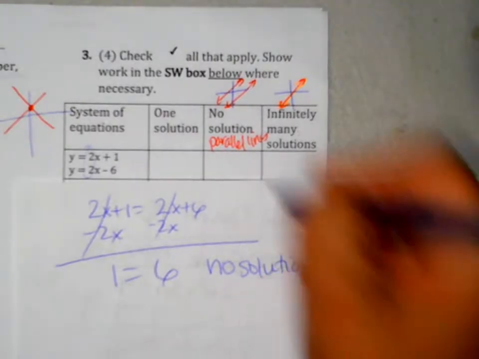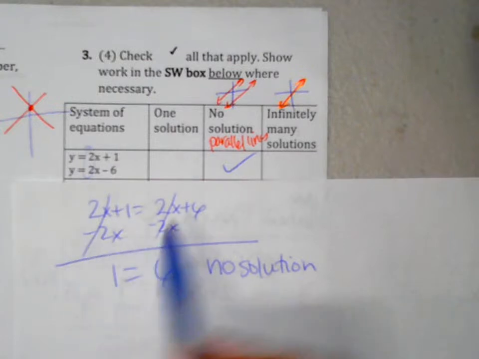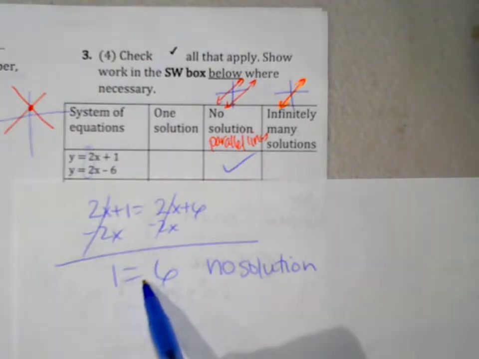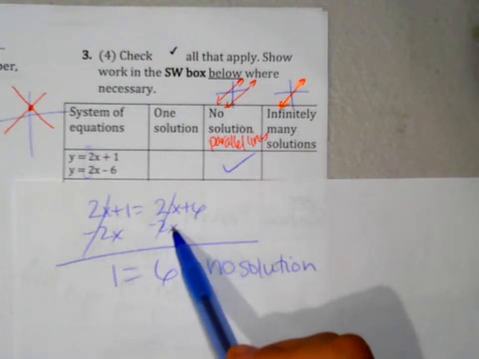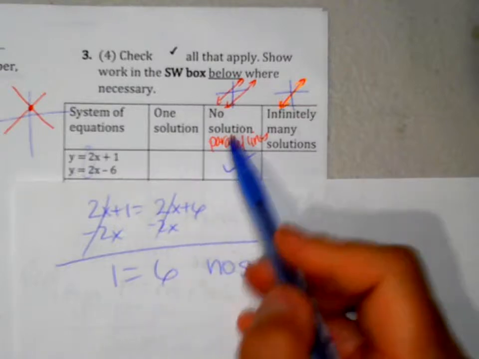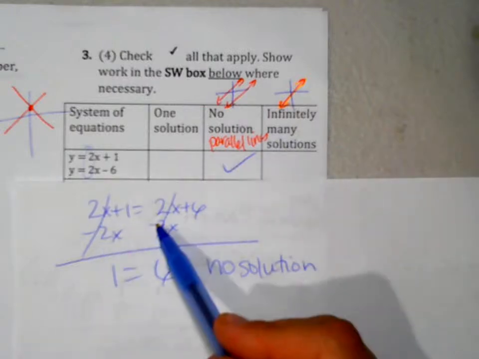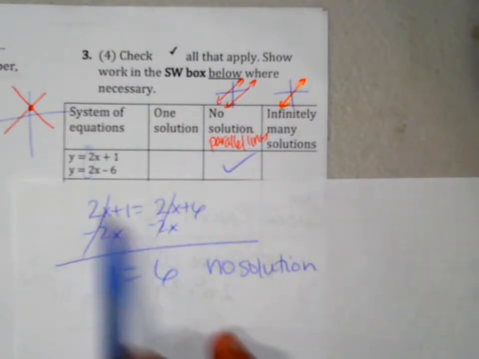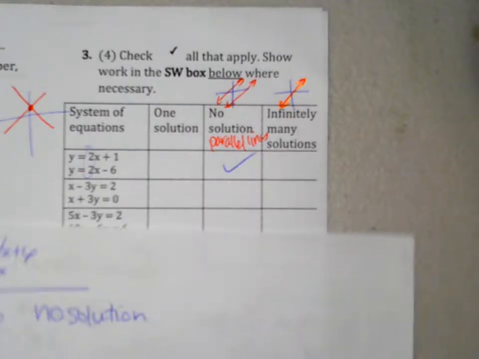Because what it means is there is no number that I can put in here for x that makes this true. There's no way I can put in 1, 2, 3, 0, 20, 5 million, 200 billion. It doesn't matter. 1 will never equal 6. Okay, so this guy right here is no solution. And you can see that because they have the same slope, and when the variables drop out, they're not equal. Okay, let's try the second one.